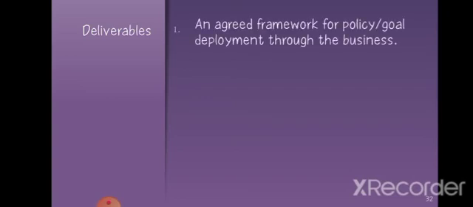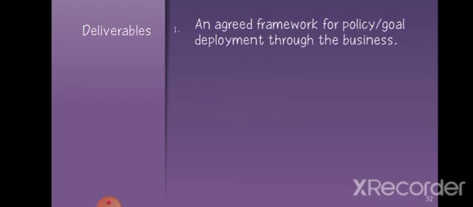Okay, so as previously described, in a larger organization, this approach may be used to deploy the goals from the corporate level through divisions to site department level. This form of implementation should ensure the top-down and bottom-up approach to the deployment of policies and goals. The deliverables after one planning cycle of this process in a business will be, number one, an agreed framework for policy or goal deployment through the business.